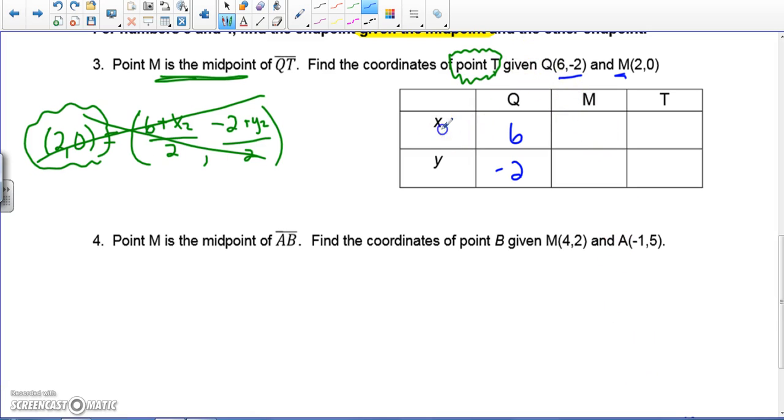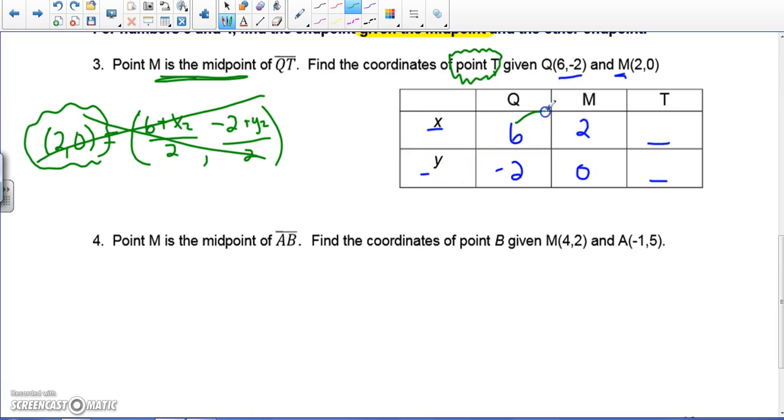All right, there's our X and there's our Y. We know the midpoint, M, is 2, 0. What we don't know are the endpoints of T. All right, we don't know that other endpoint. So what you're going to do here is just kind of use kind of a pattern. You're going to find the rhythm here.